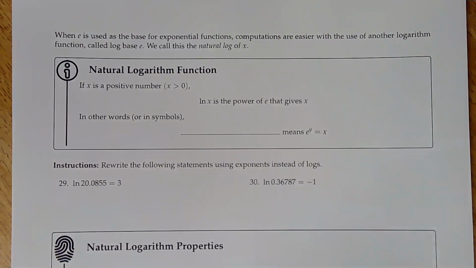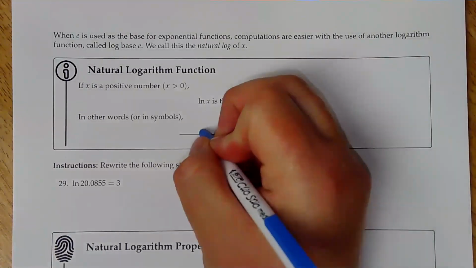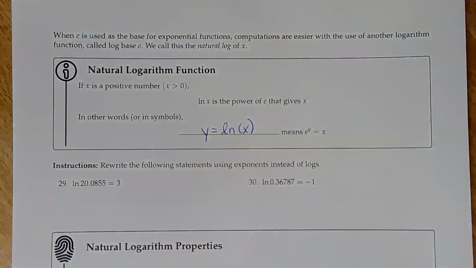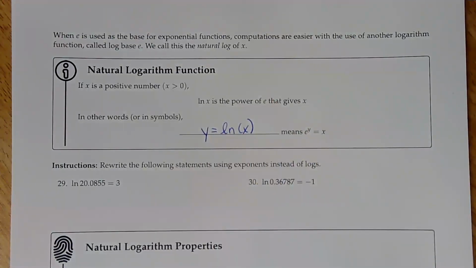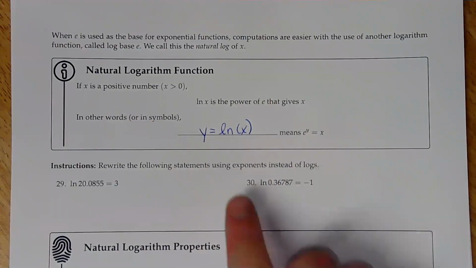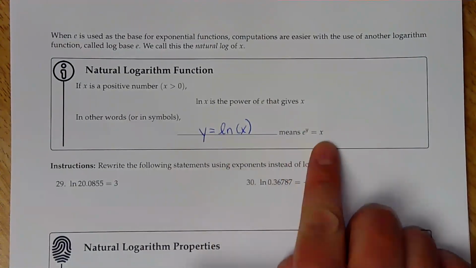The way that we write that is y is equal to ln of x. Previously we had y as log of x, the common log, which is paired with 10 to the y. So 10 and common log go together. e and natural log, or e and ln, are the two that go together here. So y is equal to ln of x is the same as e to the y is equal to x.